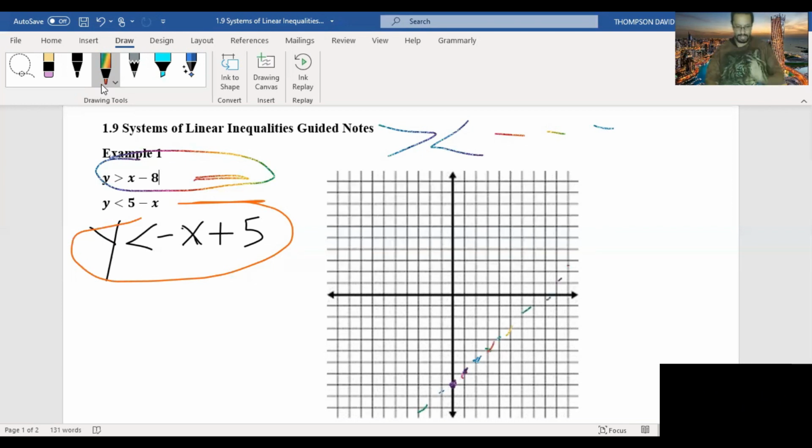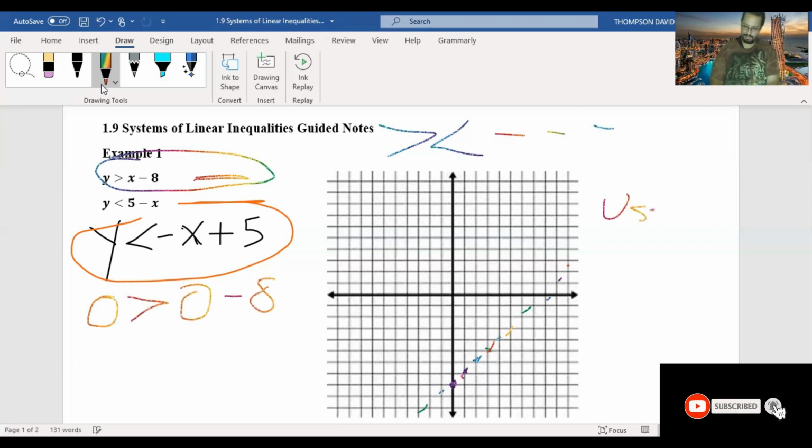Now, since we're saying y is greater than, first we're going to find our solution shade. So we're going to use arrows this time. So we'll say 0 is greater than 0 minus 8. So we're still going to use that 0, 0 idea. So we're saying 0 is greater than negative 8, which is true. So we're going to draw arrows towards 0, 0.